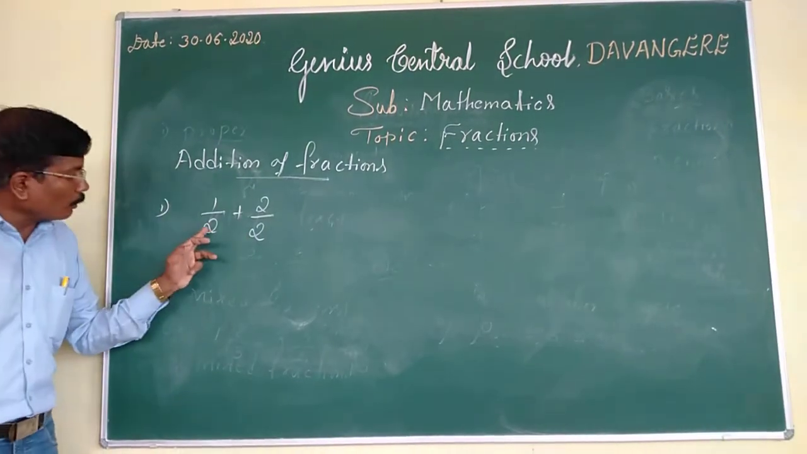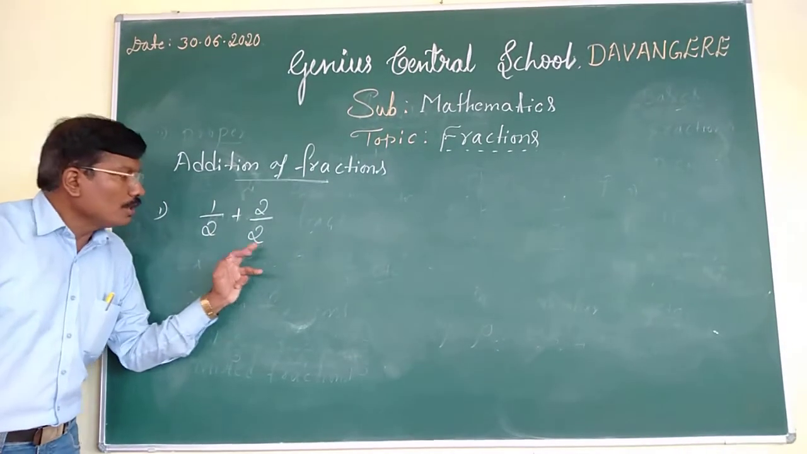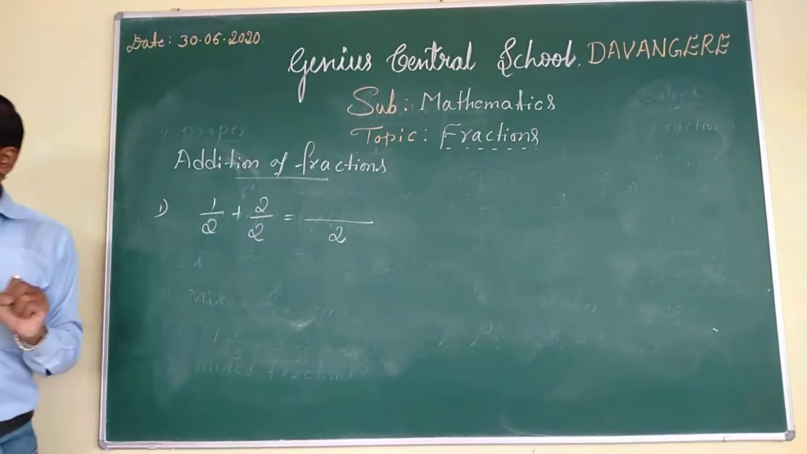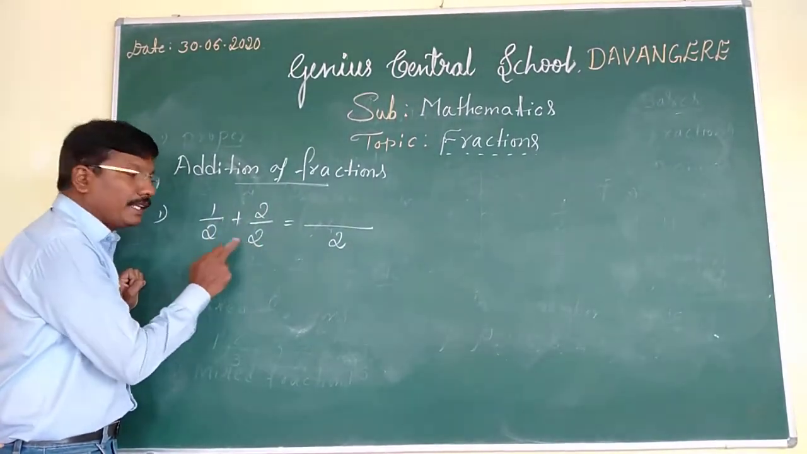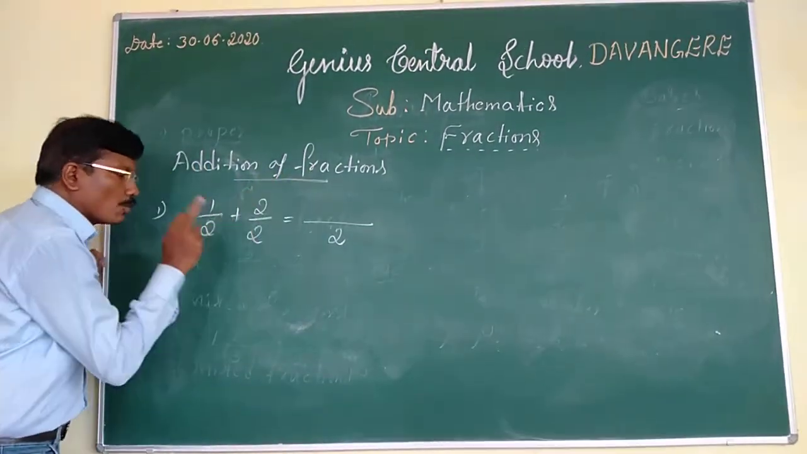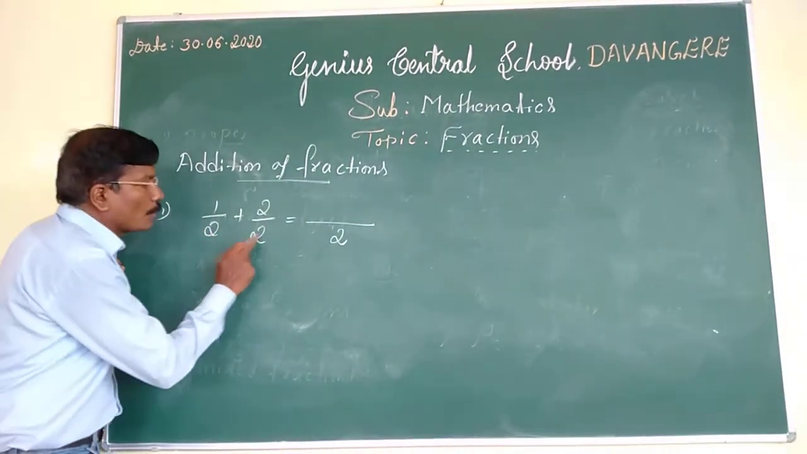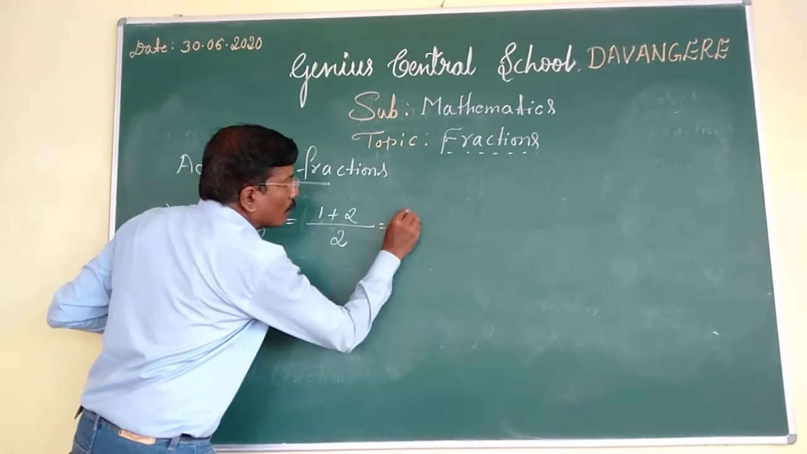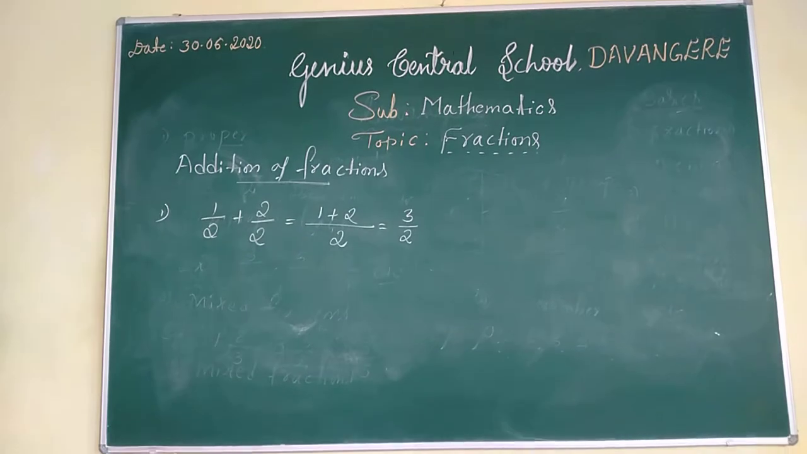Look here. Here 1/2 plus 2/2. Here the denominator is 2, and here also the denominator is 2. So take 2 as the common denominator. Understand? Then add only the numerators. While adding the fractions, you should notice that the denominator is the same. So 2 should be common. Then add the numerators: 1 plus 2 is equal to 3/2. So this is the addition of fractions.